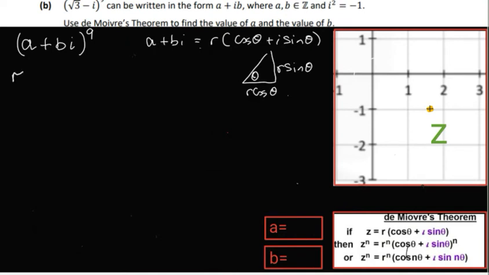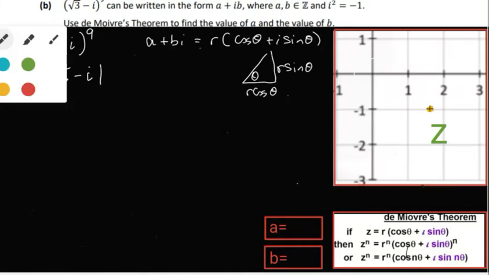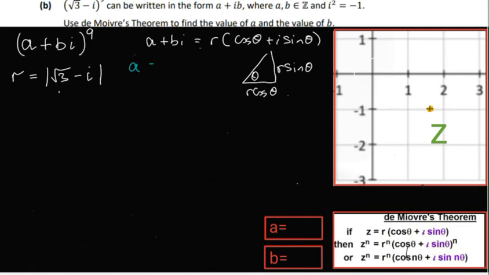So r is equal to the modulus of root 3 minus i. And if we look at that in rectangular form, a is equal to root 3 and b is equal to -1. So let's get the modulus. So r is equal to the square root of root 3 squared plus -1 all squared. Therefore r is equal to 2. So we have the first part of the polar form already worked out.